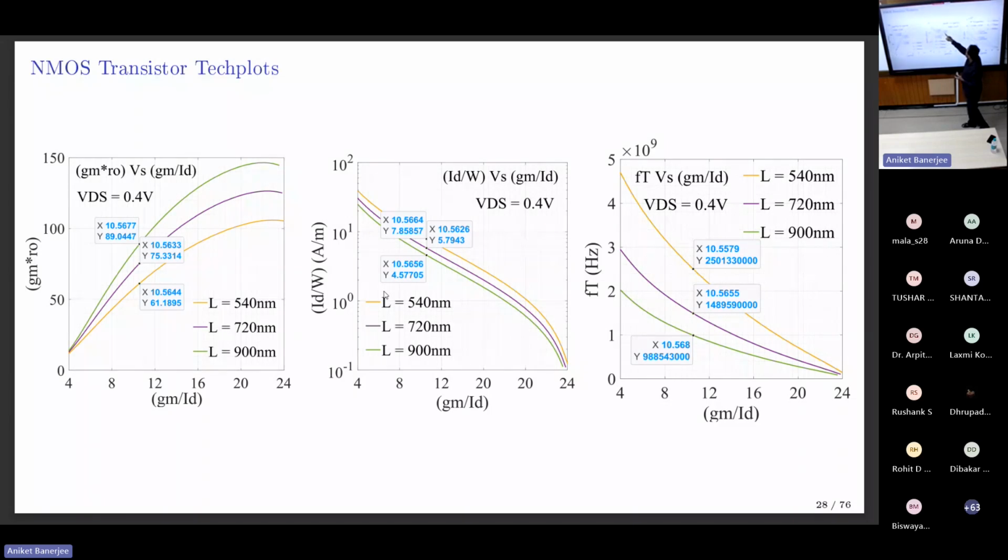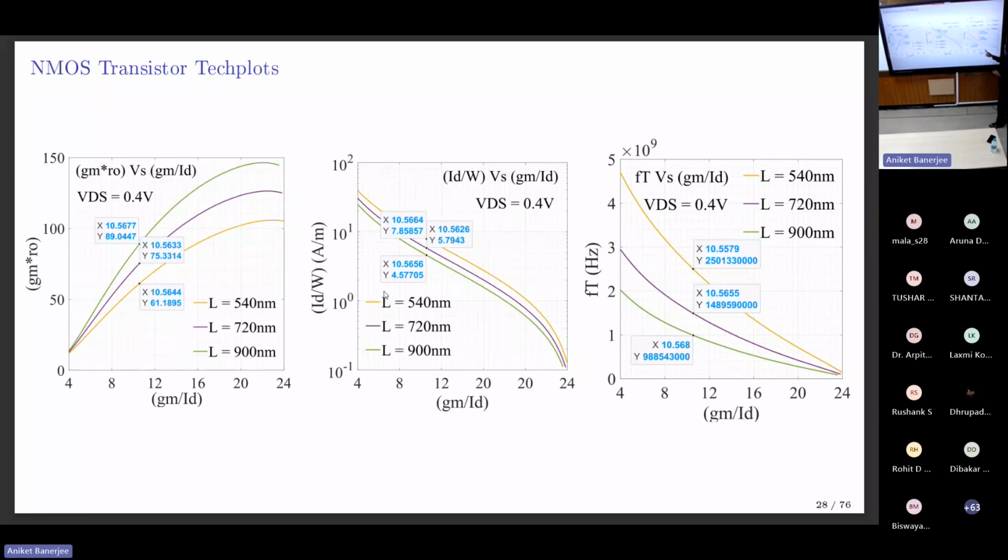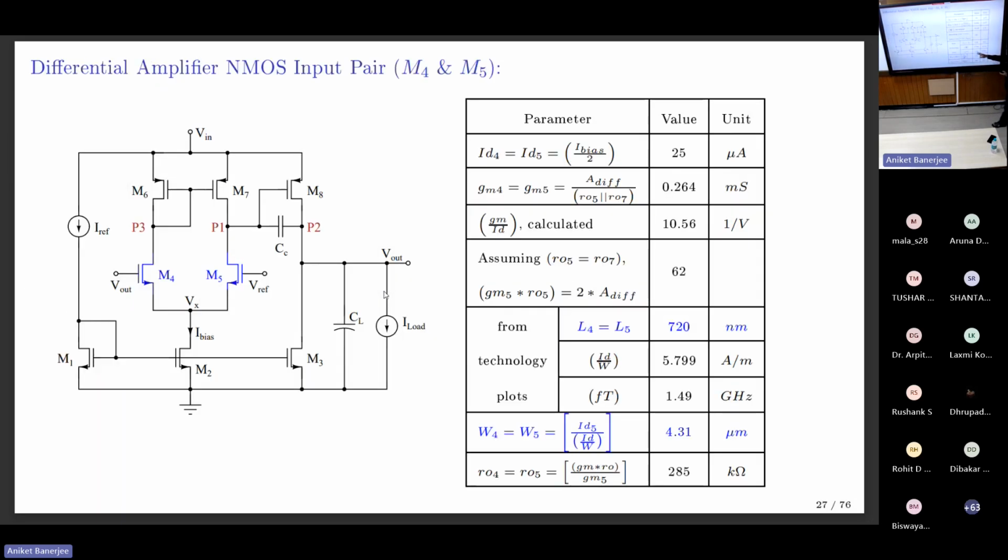So ID by W, I can pick 5.79. And for FT, GM by ID is fixed at 10.56, length is fixed at 720, and I pick 1.48 gigahertz, 1.49 gigahertz. So this is the square law replacement step. We'll slide the spec all the way down to GM RO or GM by ID kind of numbers.